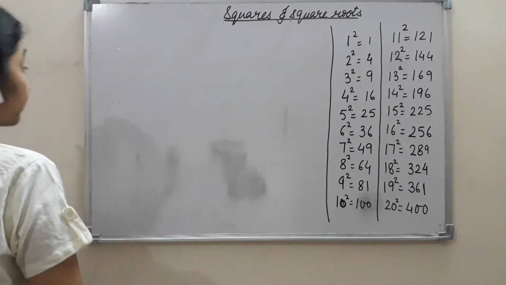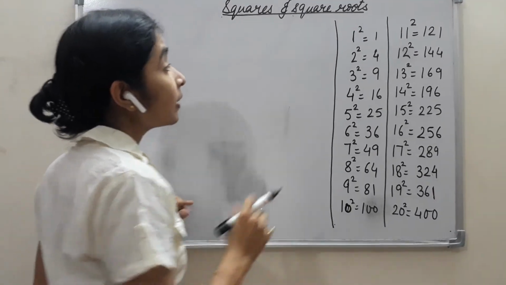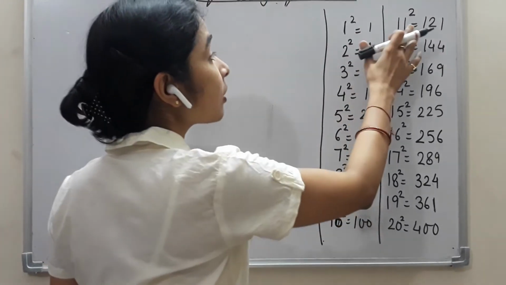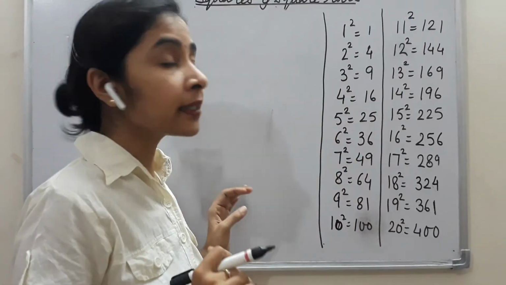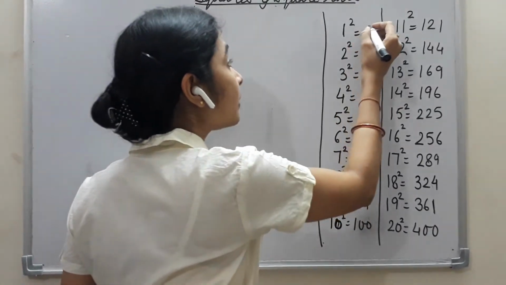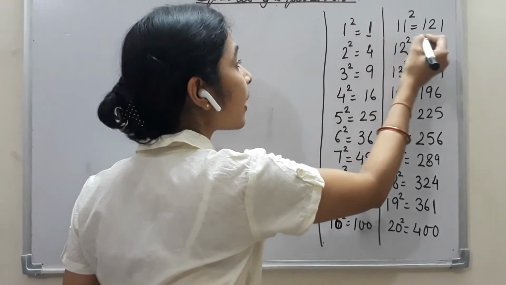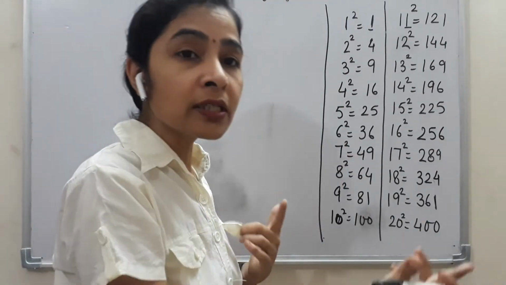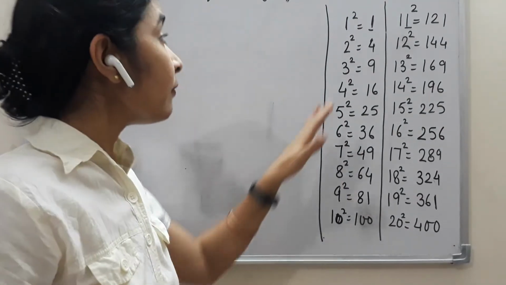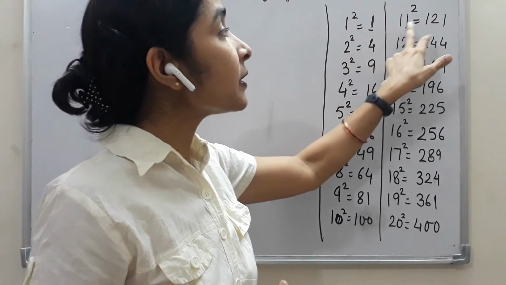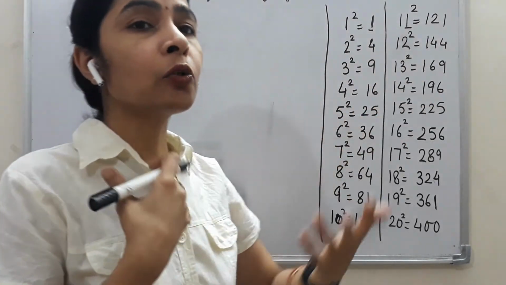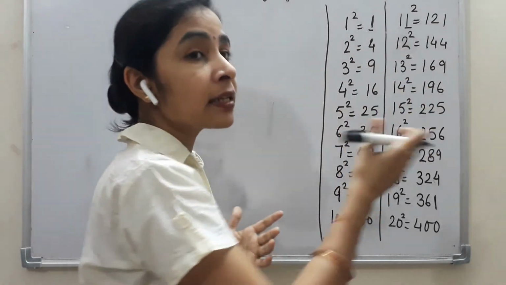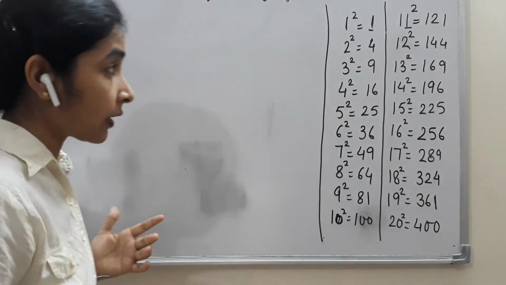The first thing, if we see here, the square of 1 is 1. And the square of 11 is 121. That means the numbers which have 1 at the units place have 1 in the units place in their squares also. 1 square is 1 and 11 square is 121. Similarly, 21 square is 441. So in all the cases, the number at the units place is 1.